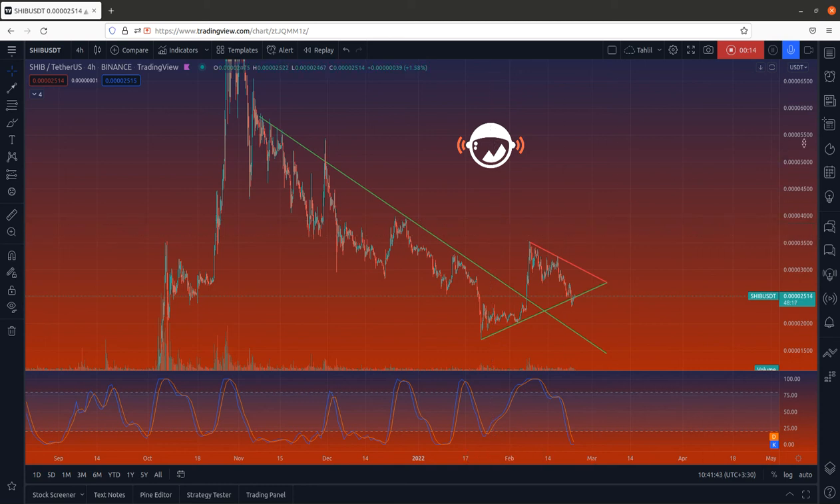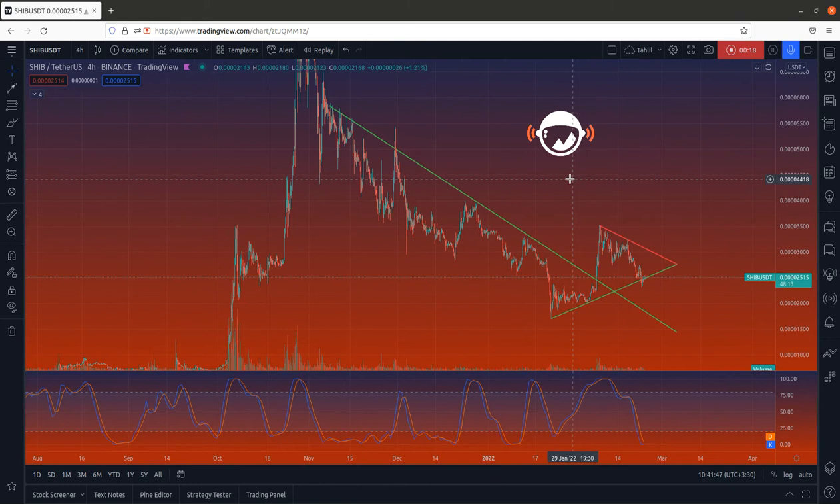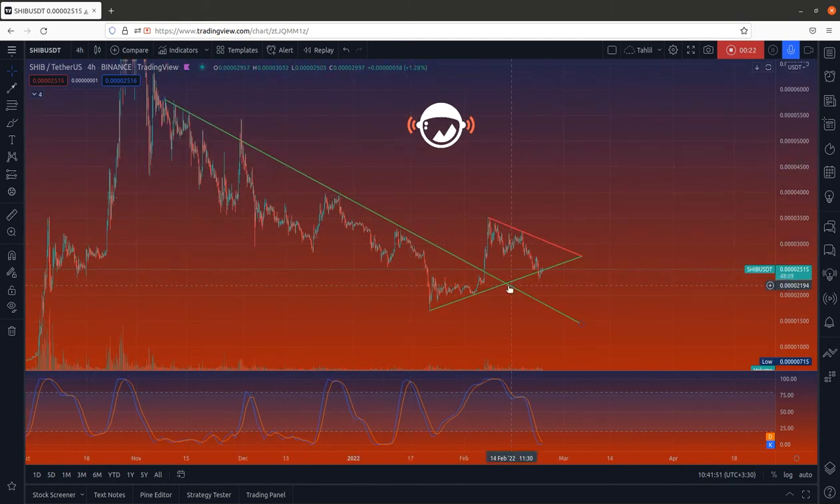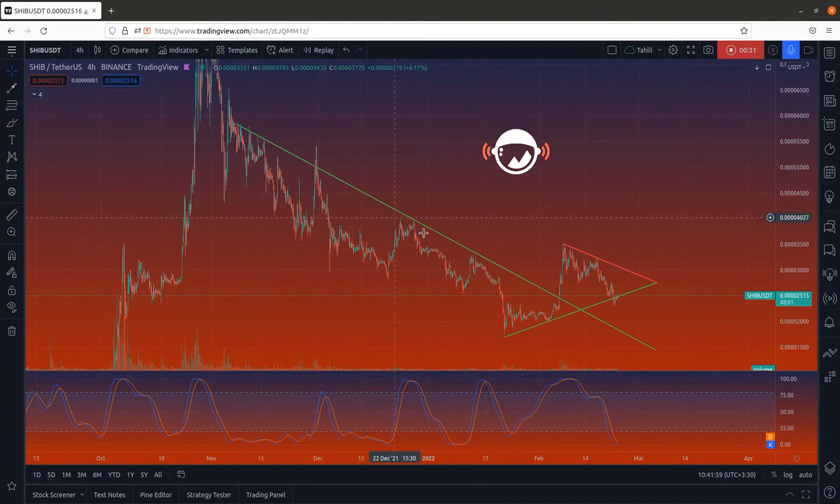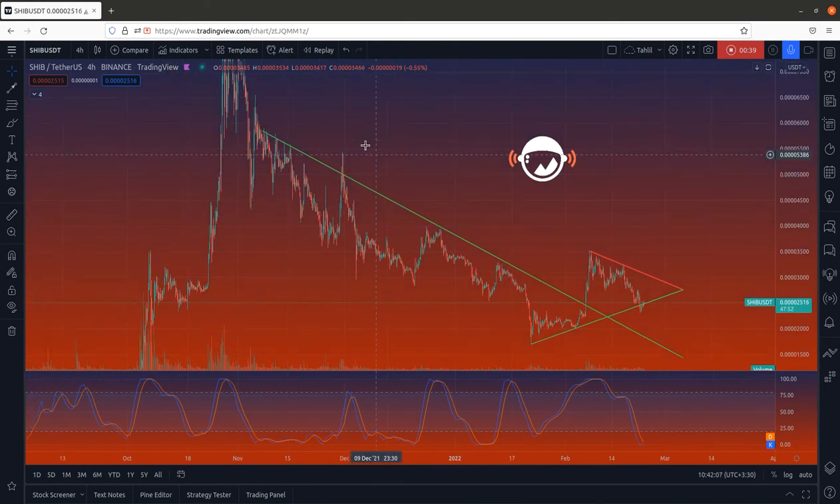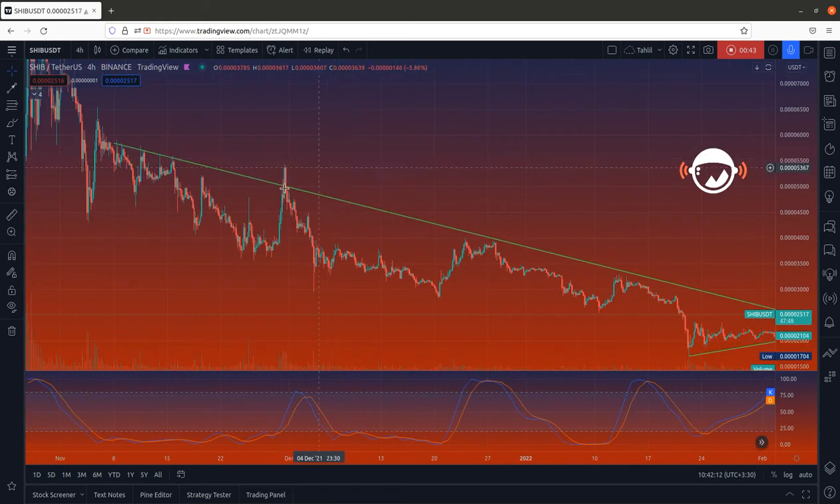SHIBUSDT. This is the 4-hour time frame, and we have drawn 3 lines for you. These green lines are the support lines for you, and this red line is the resistance for you. This green line, which you see here, is the long-term resistance for the price. Actually was the long-term resistance. You see the price hit this line several times.